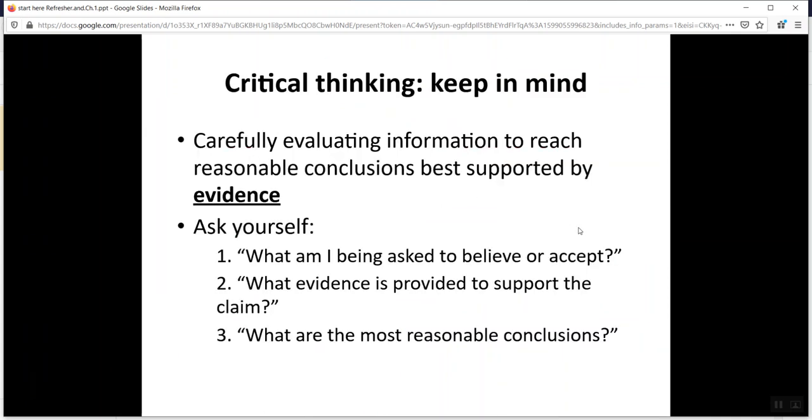When studying psychology or any of the social sciences, it's always really important to be a critical thinker, to evaluate what the information is coming at you from whatever the source is, and try to be skeptical when you first get new information. Ask yourself, what am I being asked to believe or accept? What's the evidence provided, and what are some reasonable conclusions?